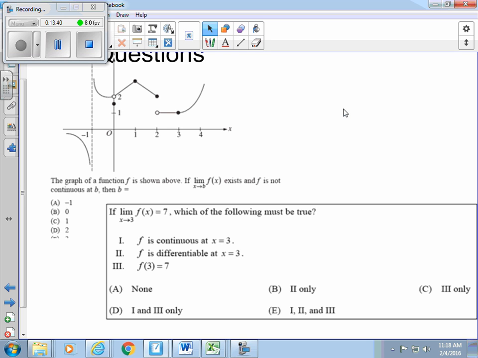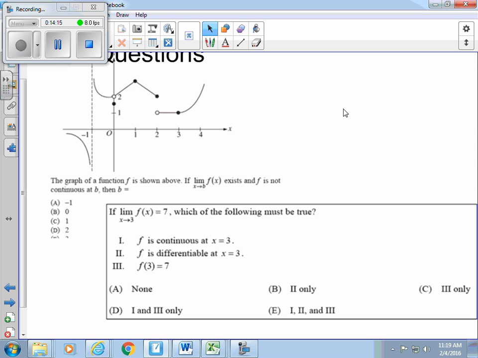Okay, try this. I'm going to read it to you. The graph of a function f is shown above. If the limit as x approaches b of f of x exists, and f is not continuous at b, then b equals what? So, the graph of f is shown above. The limit as x approaches b exists, but it is not continuous. So you might need to think about what that means would have to fail if the limit exists, but you're not continuous.